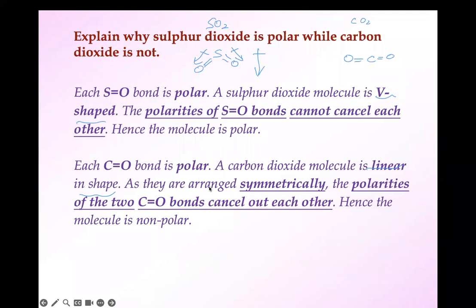However, for carbon dioxide, we find that the polar bonds are arranged symmetrically. The polarities of the two C=O double bonds cancel out with each other. So although it contains polar bonds, there is no overall polarity in the molecule. As a result, it is non-polar.